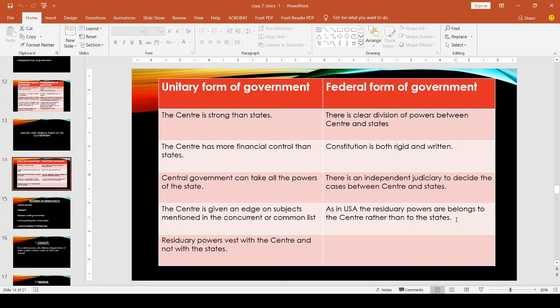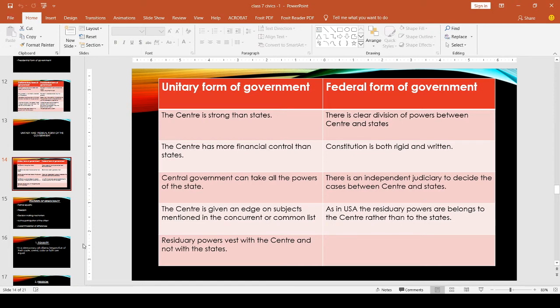In a federal form of the government also, the power of making law is vested to the central government. The state government has secondary power for making a law. Making law is vested to the central government in federal form of the government also. Okay, so these are the various characteristics of unitary form and federal form of the government.